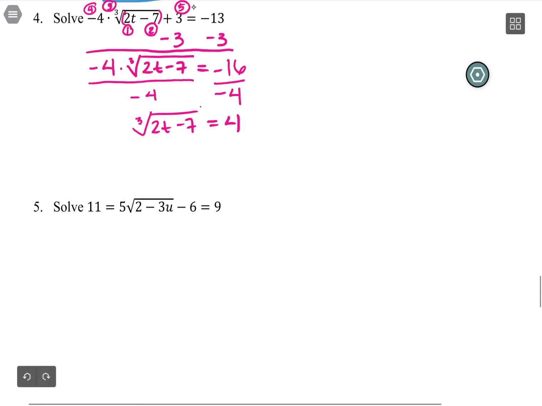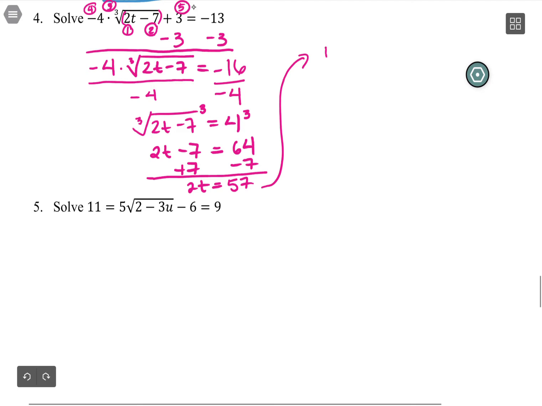Okay, next to go is the cube root, so we'll cube both sides. The inverse operation of cube rooting is cubing. 4 to the third is 64. 2t more, plus 7. So we get 2t is 60, 50, what are we getting, 57? Yep, 57. Okay, and then very last step, we need to divide that by 2, and there's our answer.